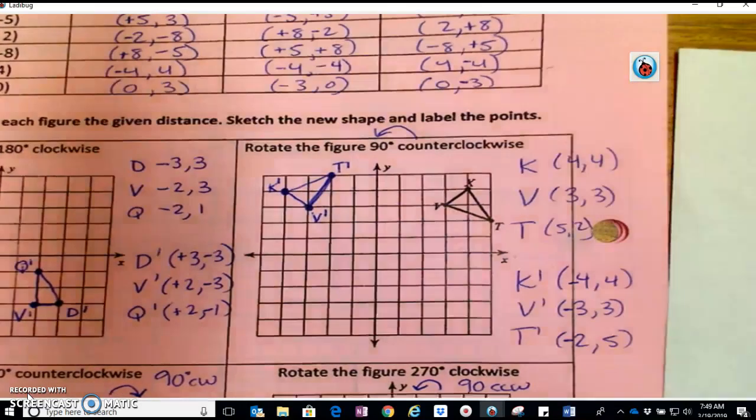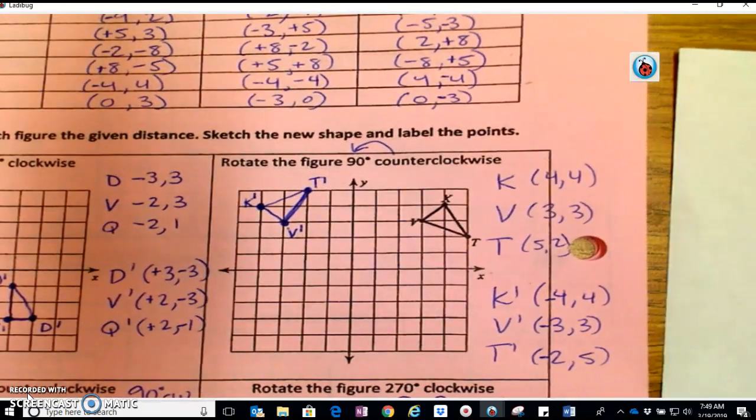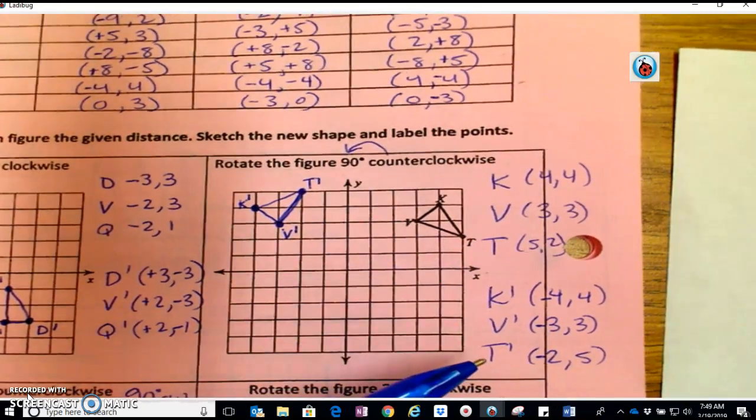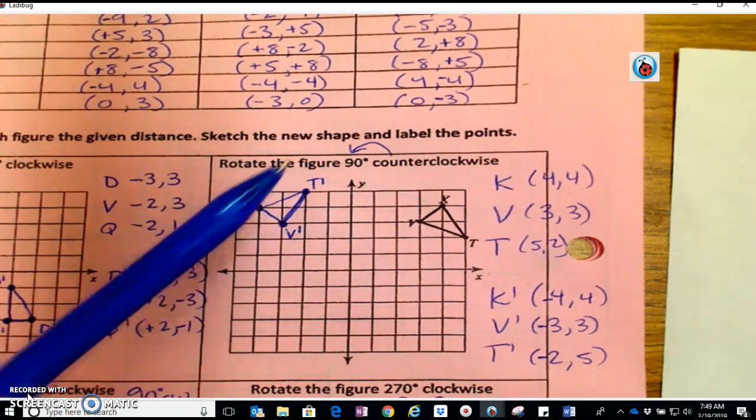Okay. So then there is my messy work for this one. And again, you can see I do my counterclockwise.